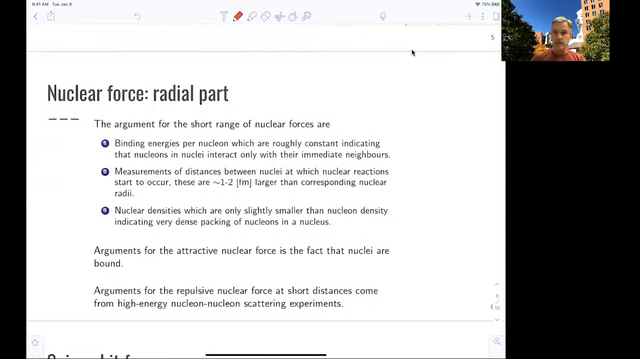And then the measurement of distances between the nuclei at which nuclear reactions start to occur. Those are on the order of 1 to 2 femtometers larger than the corresponding radii. The nuclear densities are only slightly smaller than the nuclear densities, indicating very dense packing. So again, they are already very densely packed. You cannot push them much further.